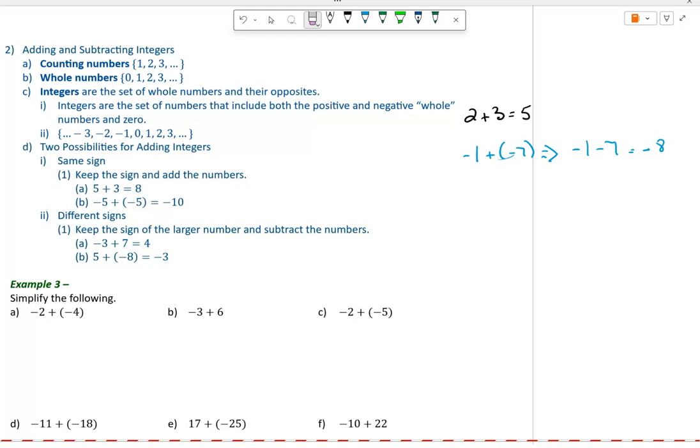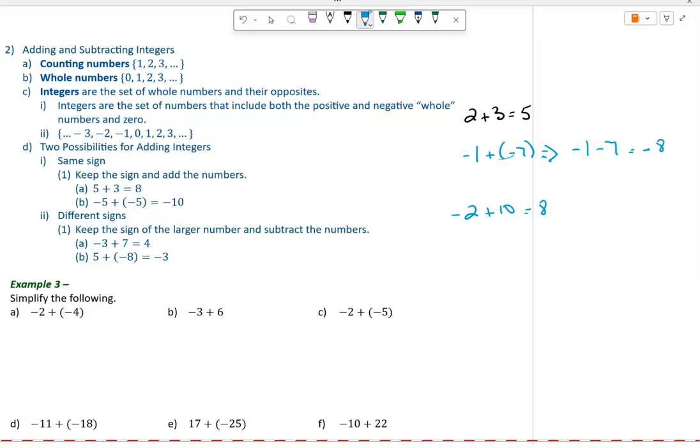So that's one possibility. You have like signs, so you keep the sign, add the numbers. Okay? If you have different signs, you look at the numbers and you keep the sign of the biggest number and then subtract the two numbers. So if we have, say, -2 plus 10. Okay? So I look at my answer, positive or negative. It's going to be positive because 10 is bigger than 2, so I'm going to keep that positive sign. Now I subtract. What's 10 minus 2? So I get a positive 8. And your calculator will tell you that. Okay?